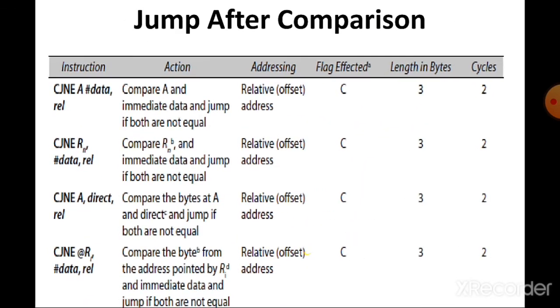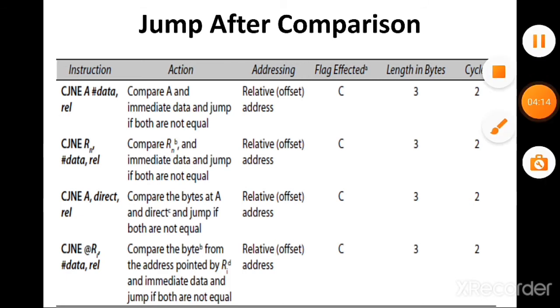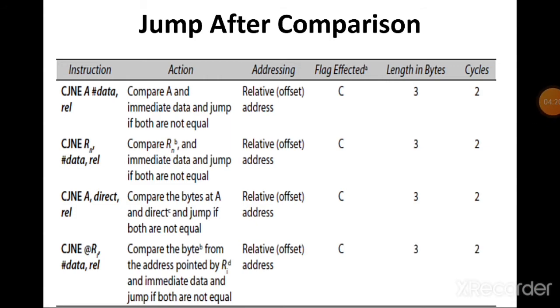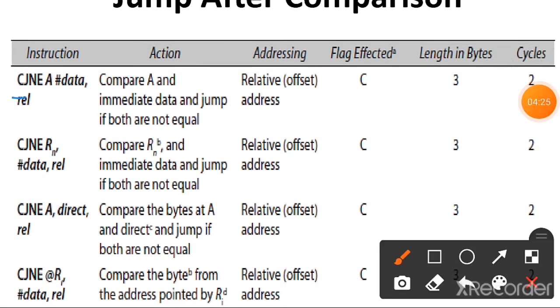Then the next one is jump after comparison. Here the comparison takes place first, then it jumps to this location. The first one is CJNE. Here C means compare. The first two operands are compared, that is, A and hash data. If they are not equal, that is, the immediate data and the accumulator content are not equal, then jump to this relative address. The relative address is specified here.